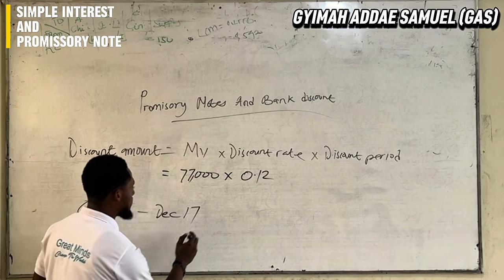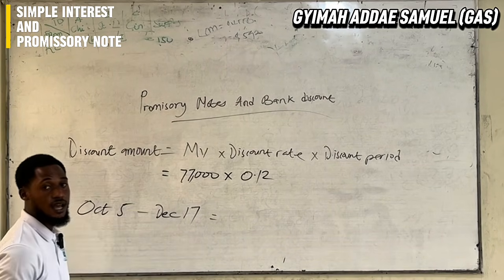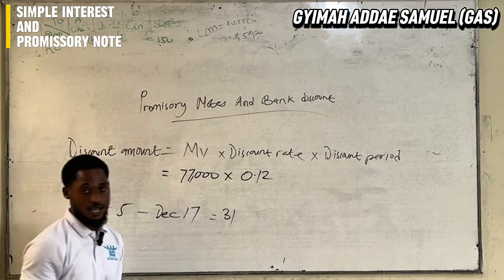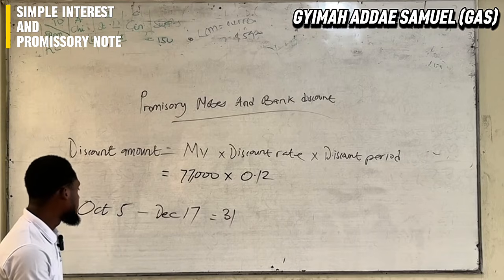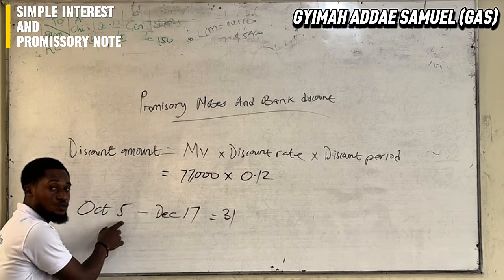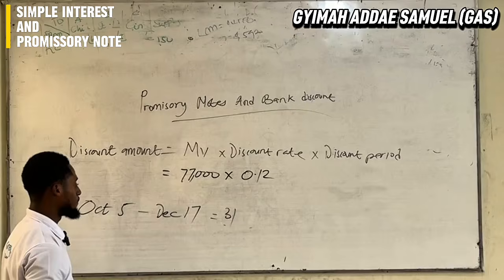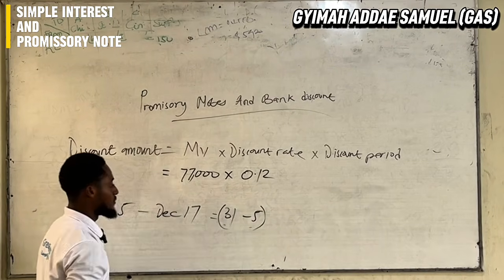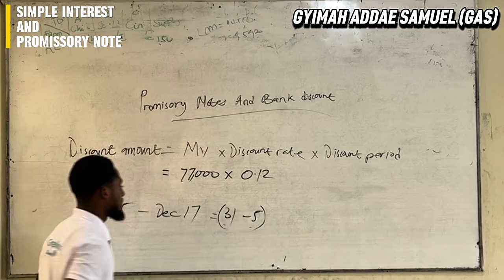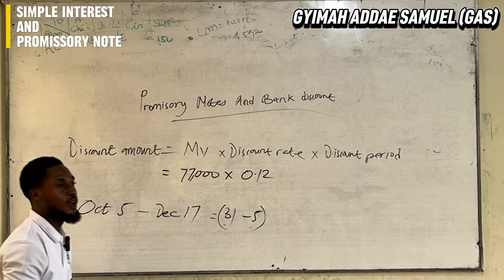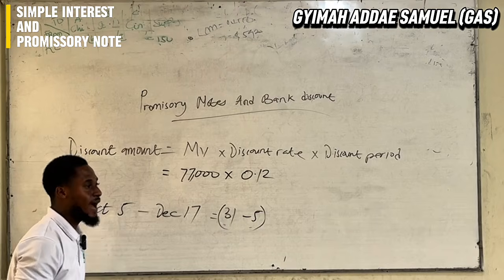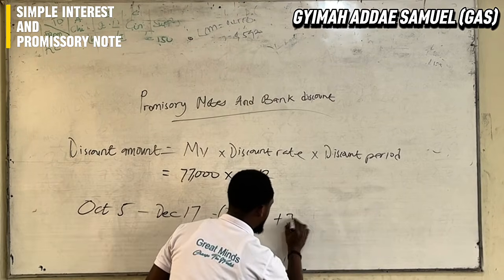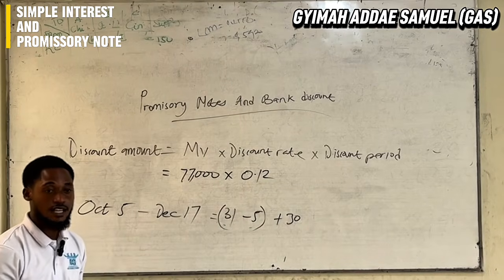So now let's do something here. October has how many days? 31 days, so you write your 31 days down. It takes October 5th, so you subtract 5 and put it in brackets. Don't be in a rush to write the 26. Now you move to November, which has 30 days, so you write plus 30 here.